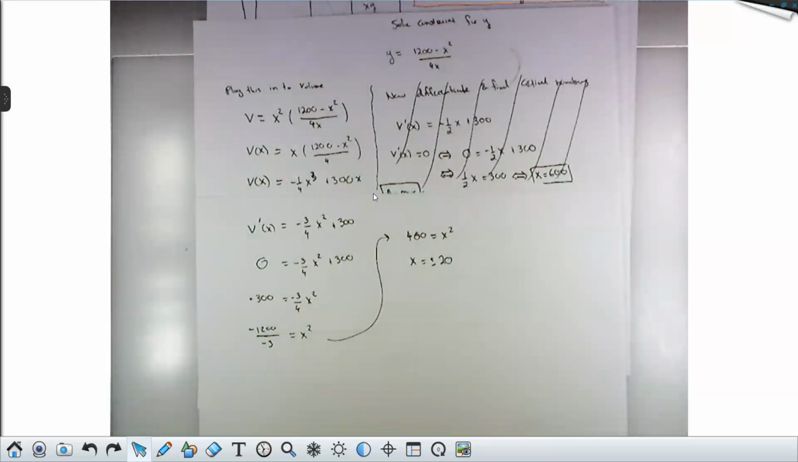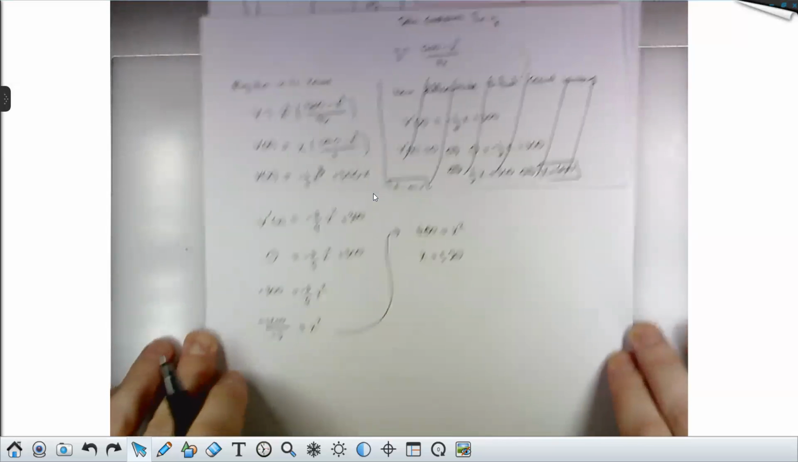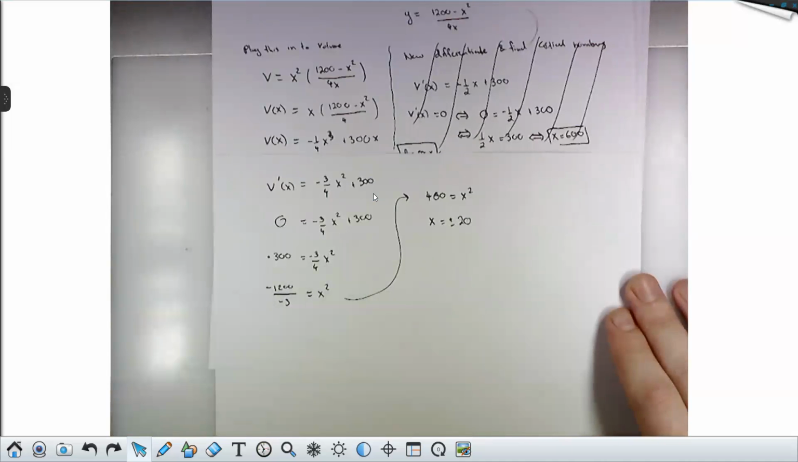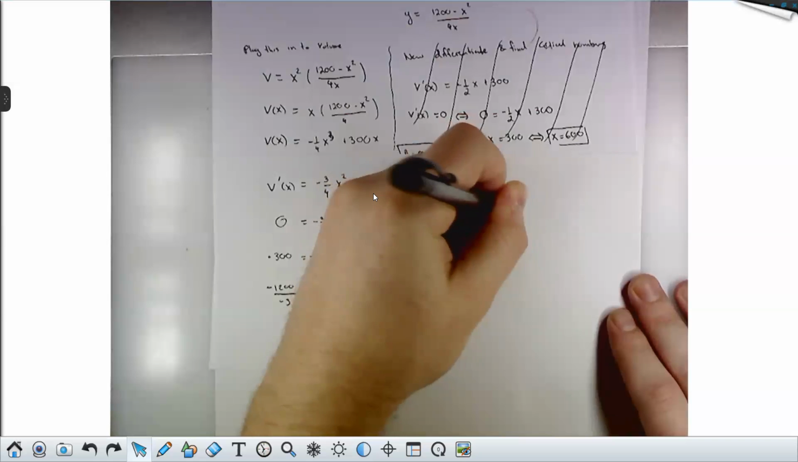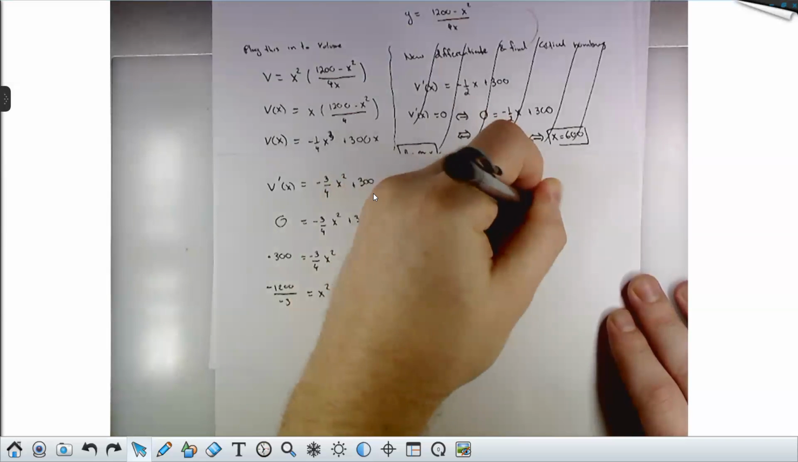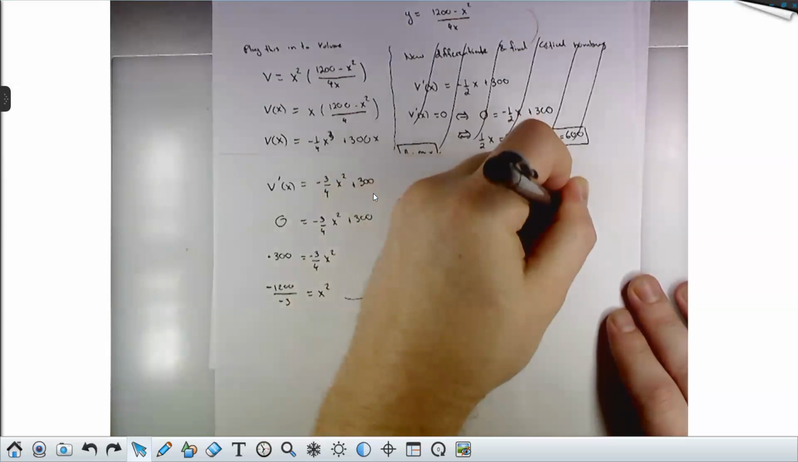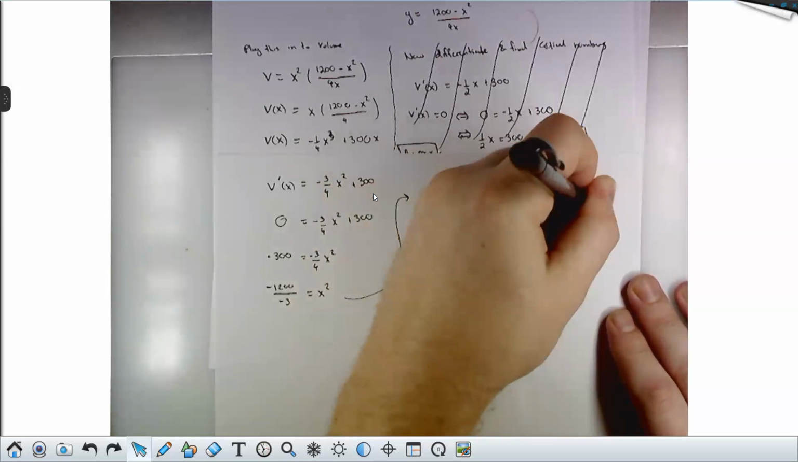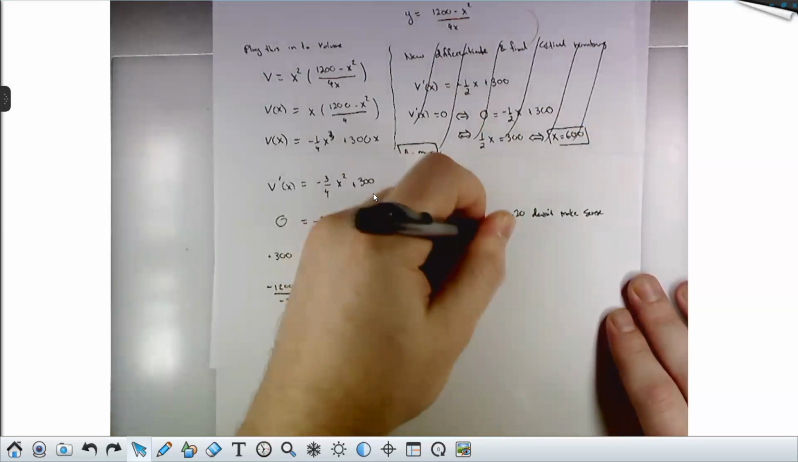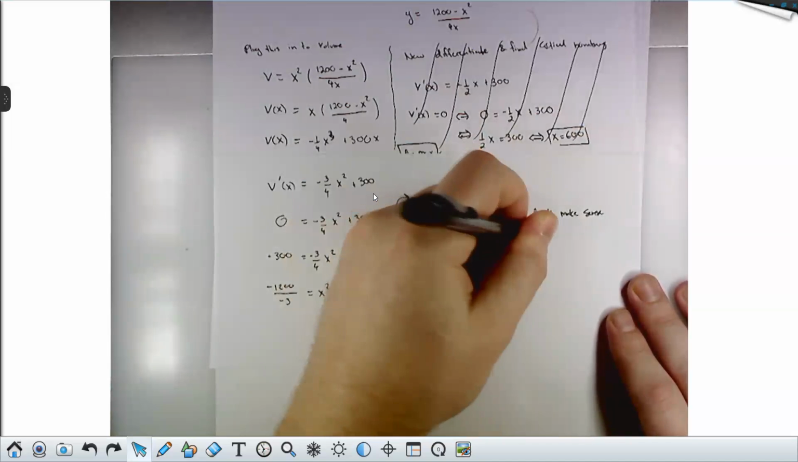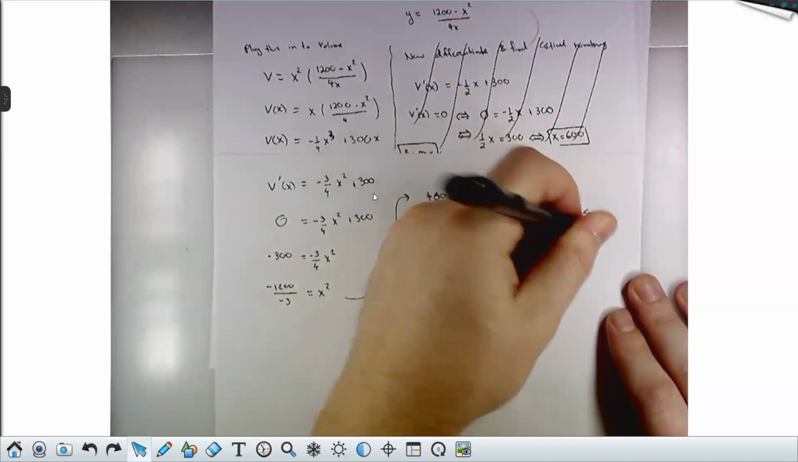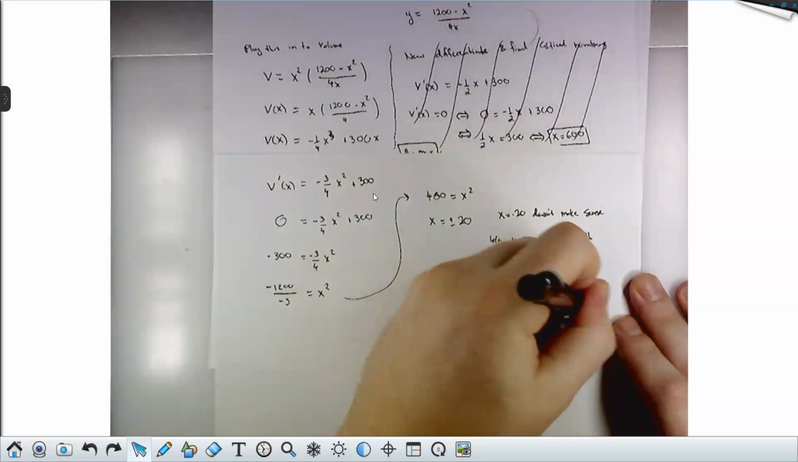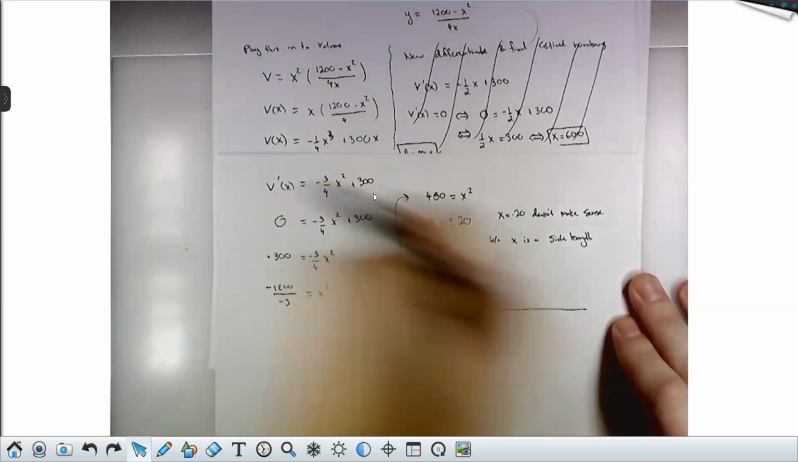That is much more in the range of values we should be looking at. I know that I'm not interested in -20. That doesn't make sense in the problem, because x is a side length. So I can go ahead and set up my number line for v prime.